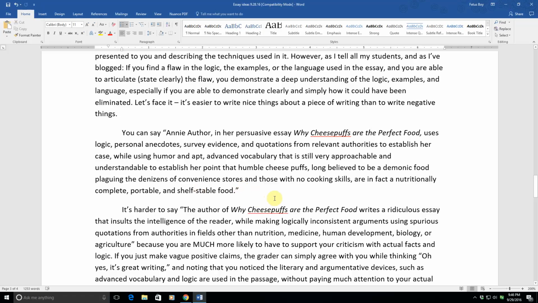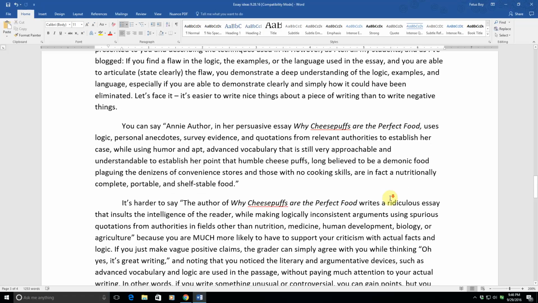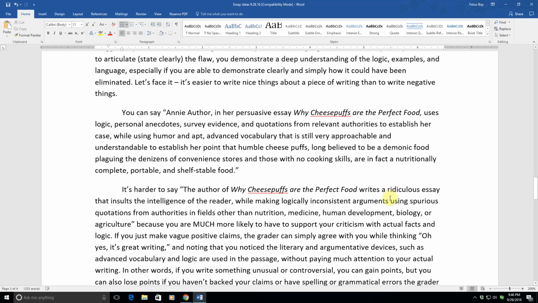It's harder to say the author of Why Cheese Puffs Are the Perfect Food writes a ridiculous essay that insults the intelligence of the reader while making logically inconsistent arguments using spurious quotations from authorities in fields other than nutrition, medicine, human development, biology, or agriculture, because you're much more likely to have to actually support your criticism. If you take what appears to be a controversial stand on something, you are going to have to back it up. At least it's going to have to be a pretty convincing argument.